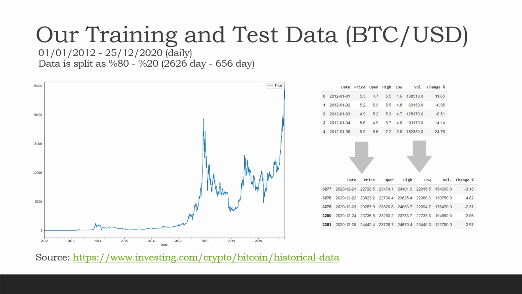So in our data, the rows represent days and consist of 8 years. We have split our data as 80%, 20%, which is pretty common in AI studies, 80% being our training data and 20% being our test data.